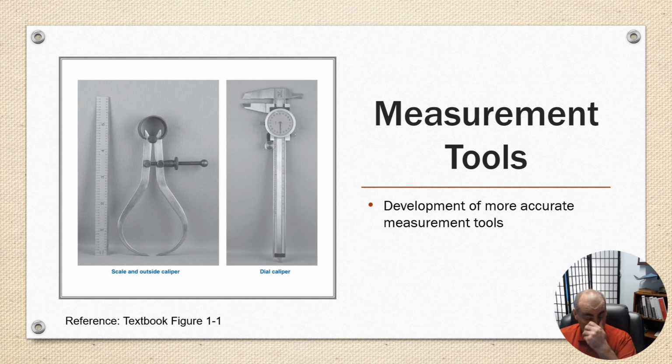And then on the right, we've got a dial caliper that works in decimal inch. You can easily measure within thousandths of an inch or 0.005 of an inch with that device. And there's a whole slew of devices that are much more accurate that have been developed.